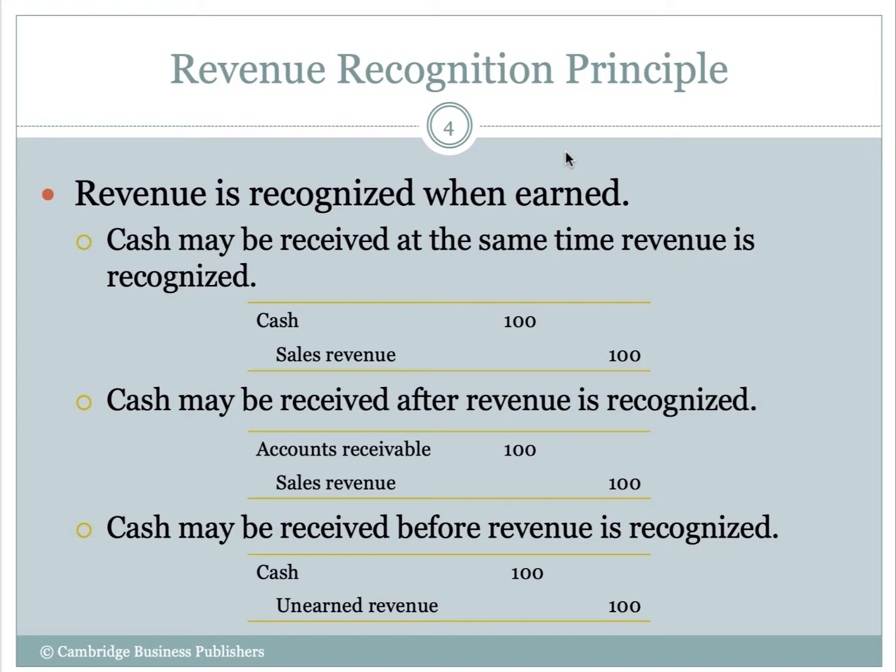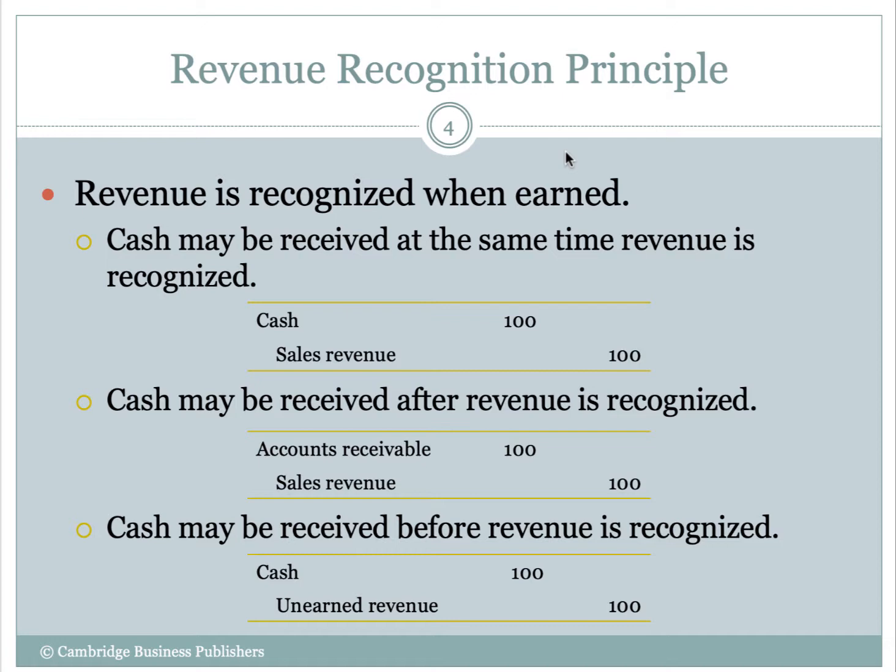So let's look at the first transaction that we have here. Under the revenue recognition principle, we say revenue is recognized when it's earned. Makes sense, right? But when we're looking at the accrual basis and the cash basis, when revenue is earned becomes kind of a tricky thing, right?